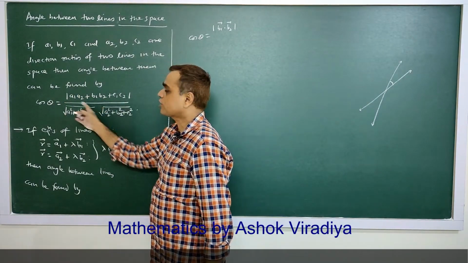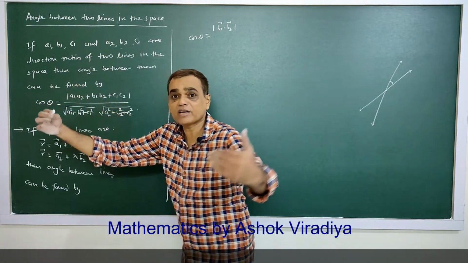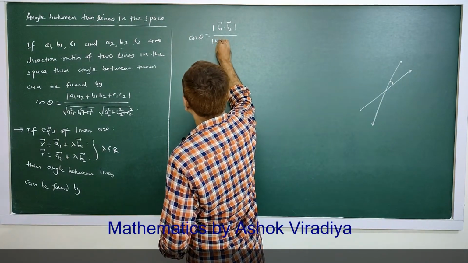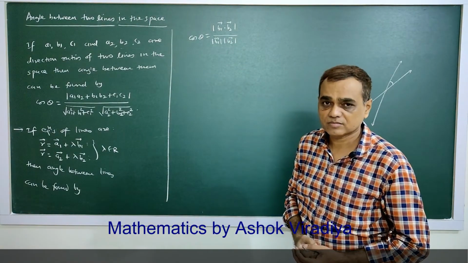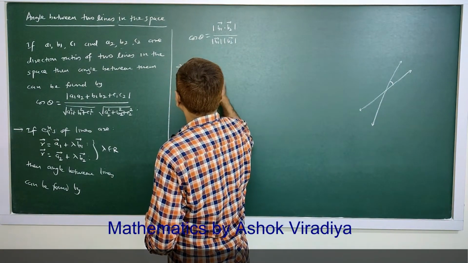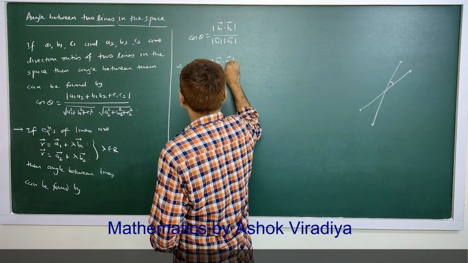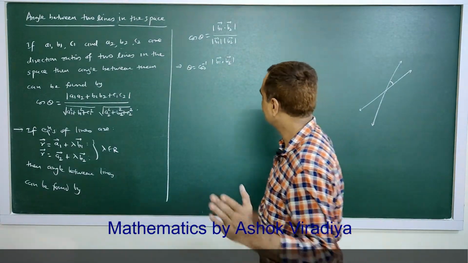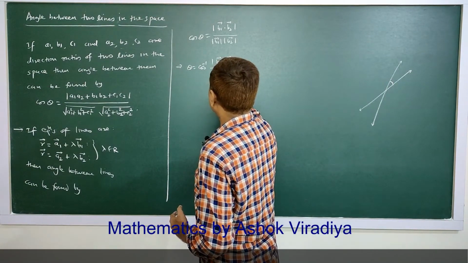Say this was nothing but a dot product of B1 and B2. These numbers are in the denominator of the equation, upon magnitude of B1 into magnitude of B2. This implies theta equals cos inverse of the modulus of the dot product of vector B1 and vector B2 upon magnitude of B1 into magnitude of B2.